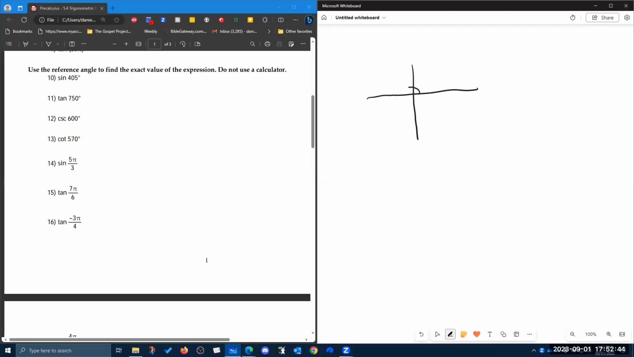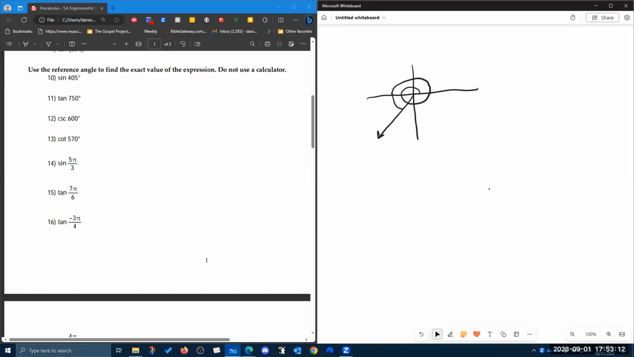Cosecant, so we've got 360 and 90 is 450, and another 90 is 540, and another 60 is 600. So 600 degrees is down there.